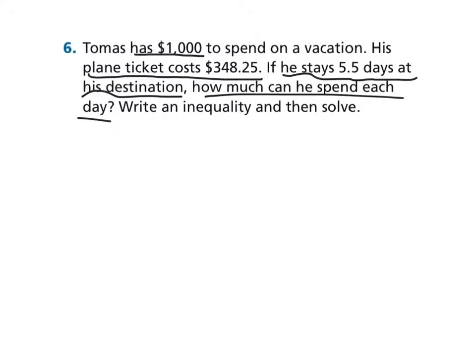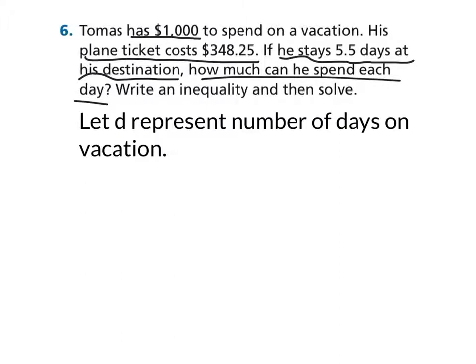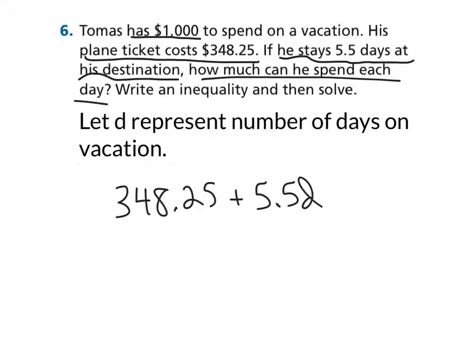So first of all, we should probably define a variable here. If we let D represent the number of days on vacation, we've got our plane ticket, which we're going to assume is a round trip plane ticket here, and then plus 5.5 times however many days. Sorry, this should be the money spent per day, actually.